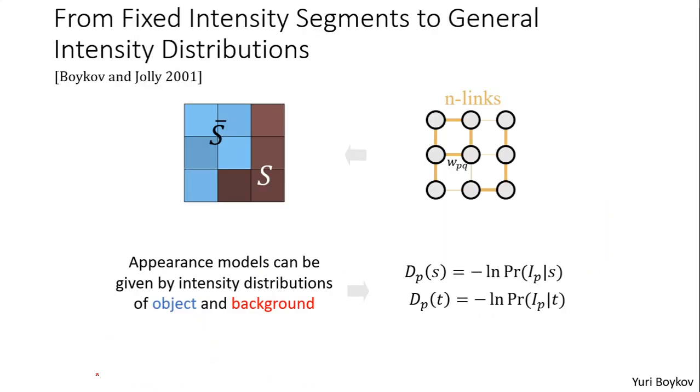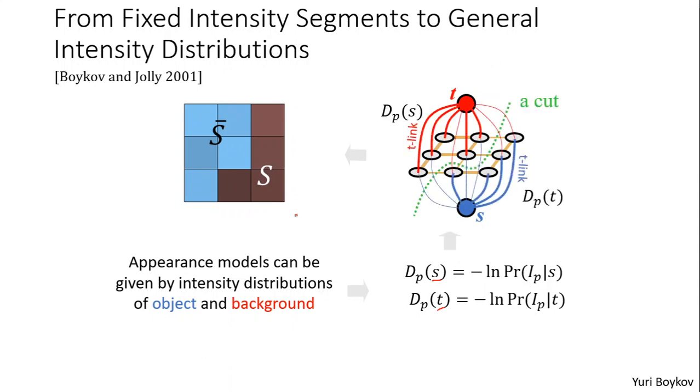Okay. So now we just computed dp and ds using some formulas. Now we can use likelihoods for those. Appearance models can be given by intensity distributions of object and background. So this is what you would be implementing as your assignment. Based on an initial segmentation that you get, you would estimate DPS and DPT: the probability of that pixel belonging to the segment S and the probability of that pixel belonging to segment T, S bar and S.